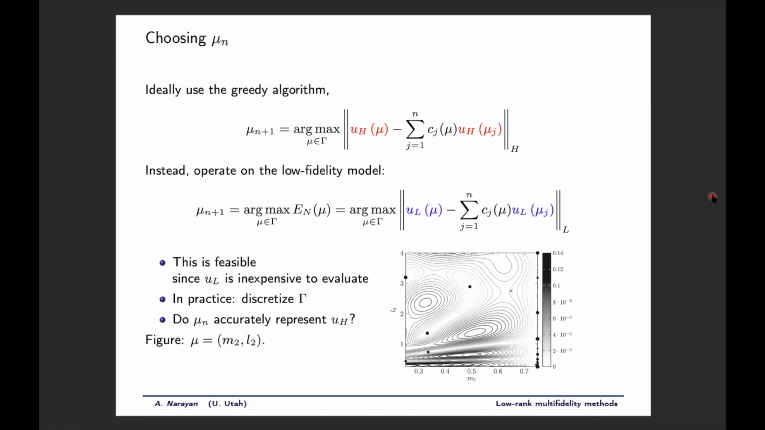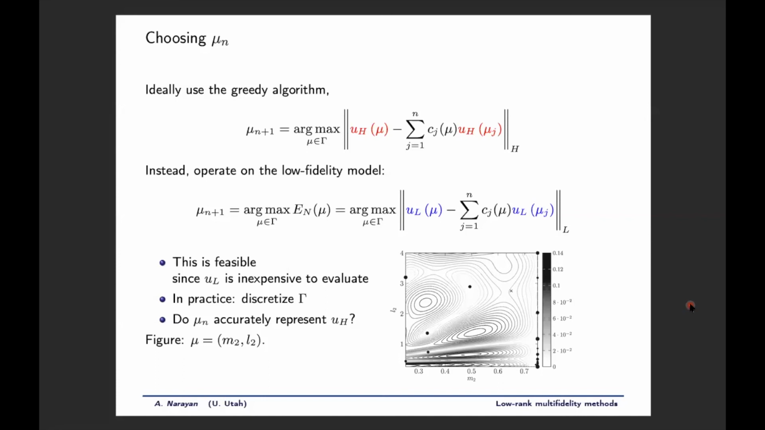And the reason why this is useful now is that, again, this norm is easy to compute because U sub L is very cheap. So I can do this. For example, if you do this in 2-dimensional parameter space, you get a bunch of selections of parameter points. But this norm L function is essentially this contour plot here. So I'm looking for the maximum value of this contour plot. I can do this at least in principle because U sub L is cheap, so I can certainly do this kind of optimization.